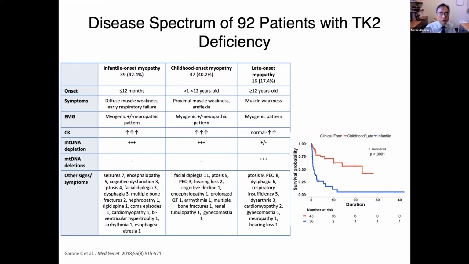So there's a spectrum of TK2 deficiency from very severe early onset disease to an even more indolent adult onset disease. And you can see that not only does the onset vary, but also the progression. The infantile onset patients have a much more rapid demise. Fortunately, their median survival, if their onset is in the first year of life, is approximately 1 year, whereas those with the later onset have more slowly progressive myopathy and more prolonged survival.